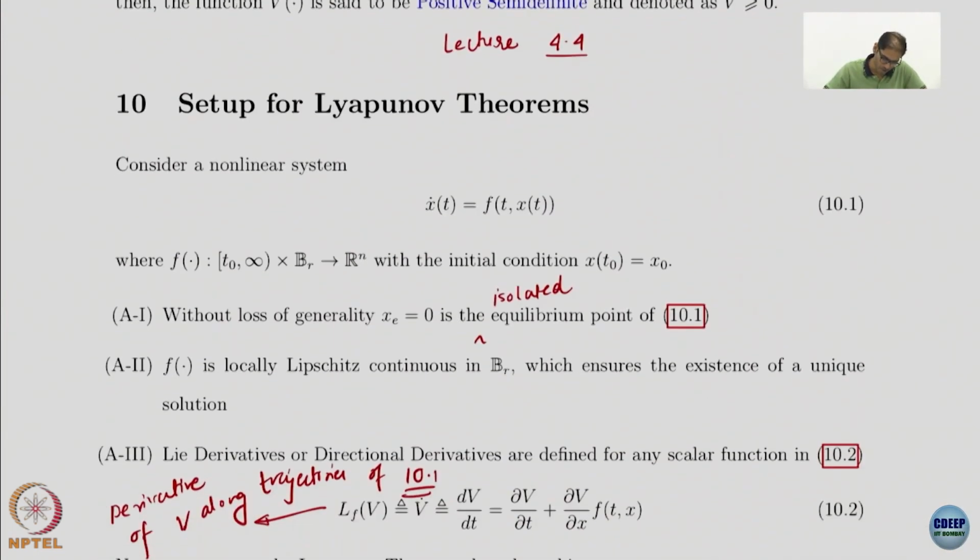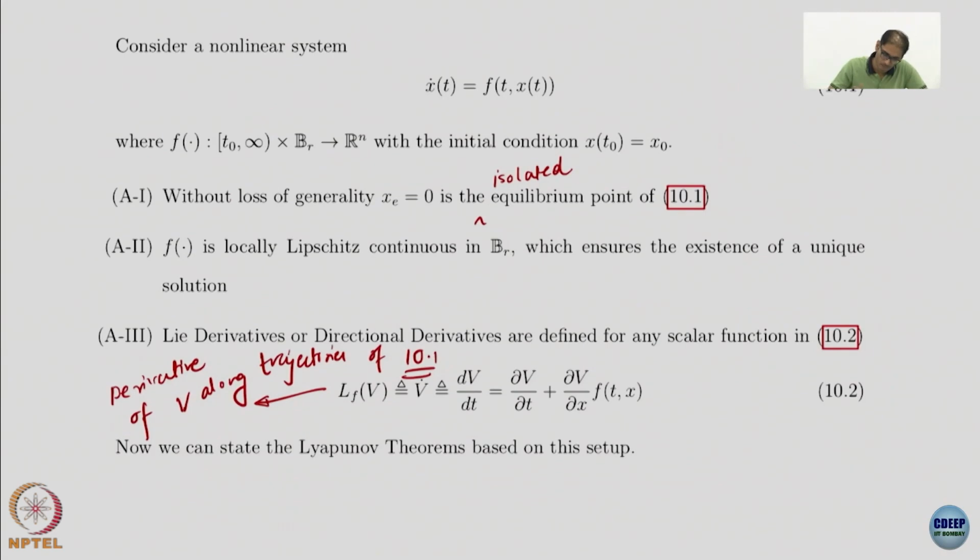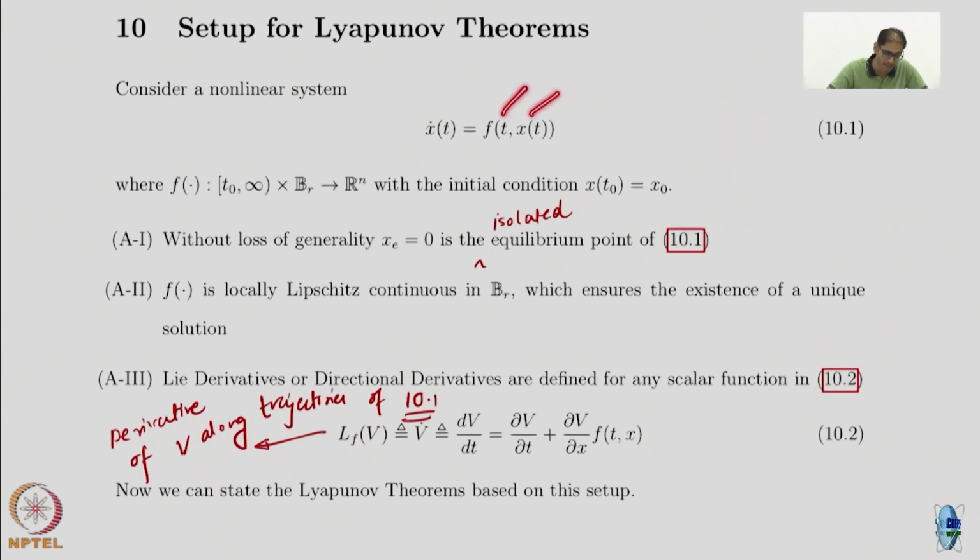So, what is the setup for the Lyapunov theorems? A nonlinear system, a function of time and state, time from t0 to infinity, usually t0 greater than or equal to 0, and states in a ball of radius r, mapping to Rn is this function f with some initial condition. Without loss of generality, we assume that 0 is an isolated equilibrium. f is assumed to be locally Lipschitz continuous. This is for existence of unique solutions. We already spoke about this in the first class itself.